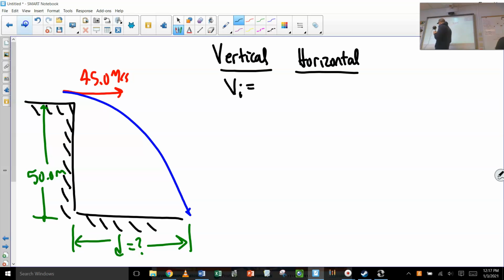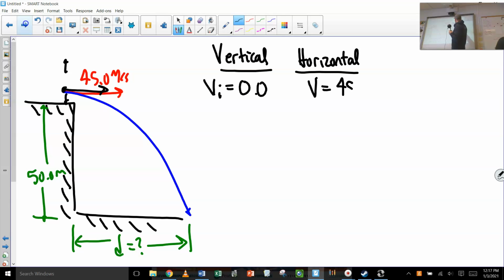Vertically, there's an initial velocity. So when you fire something and you only fire it horizontal, you're not firing it up and you're not firing it down. The initial velocity is 0. And that freaks people out. What do you mean, Mr. Hare, that you're launching this with a speed of 0? Vertically, I'm launching it with 0. I'm not firing it up and I'm not firing it down. Vertically, it's 0. Horizontally, the velocity is completely 45. Like that.